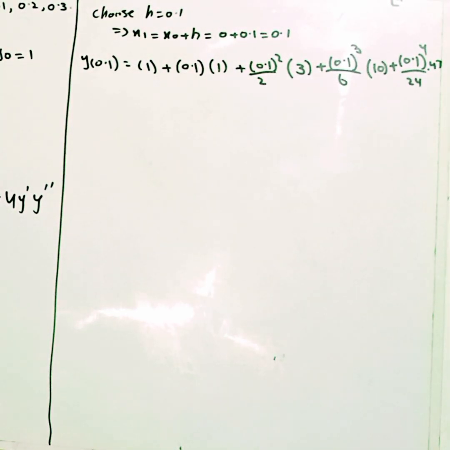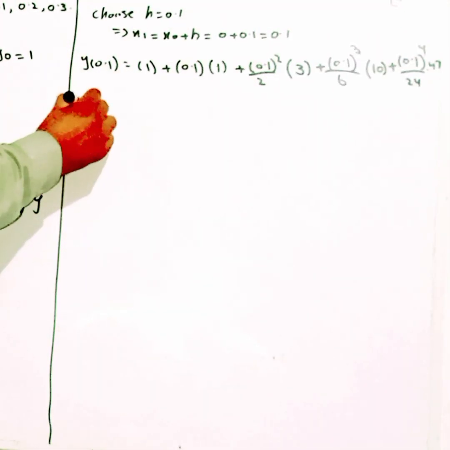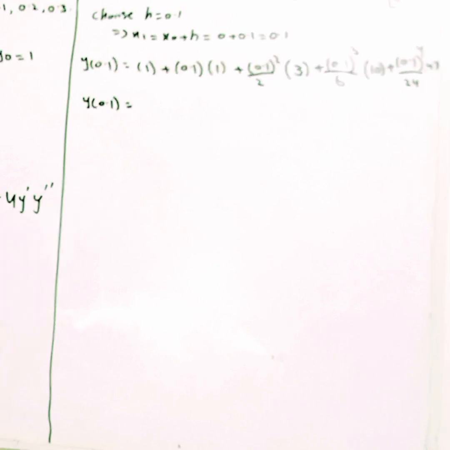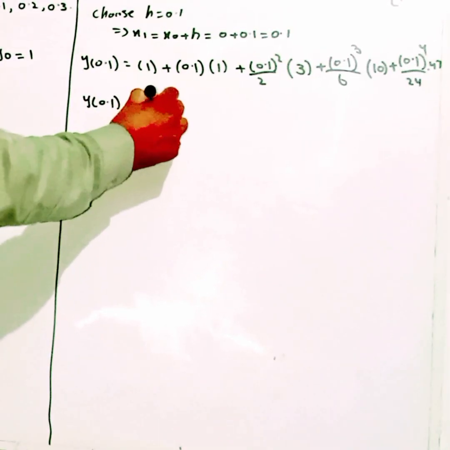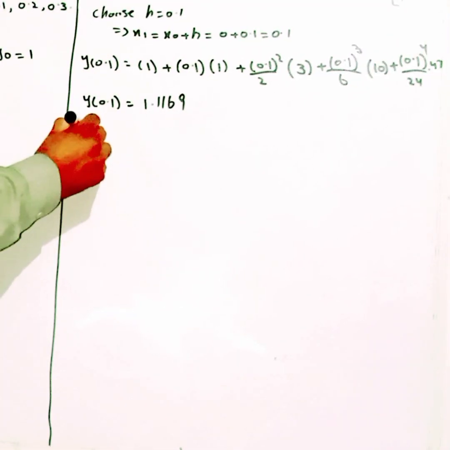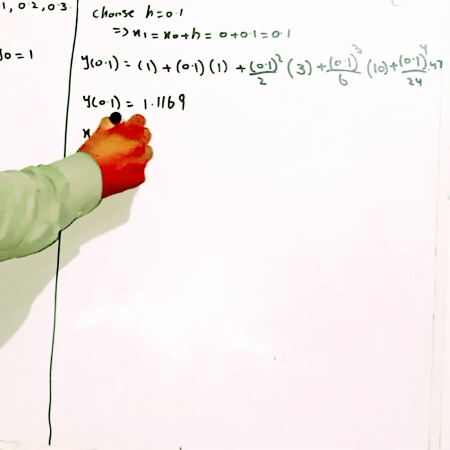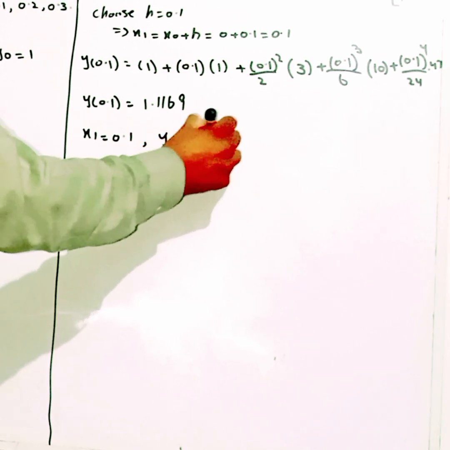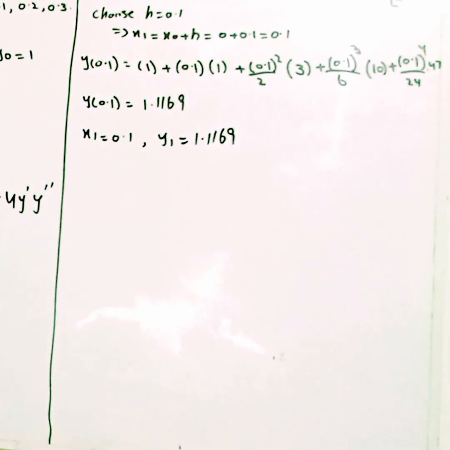After simplifying this expression, we obtain y of 0.1 is equal to 1.1169. Similarly, for now here x1 is equal to 0.1 and y1 is equal to 1.1169. Now we find the values of y prime 1, y double prime, y triple prime, and fourth derivative of y at x1, or x is equal to 0.1.